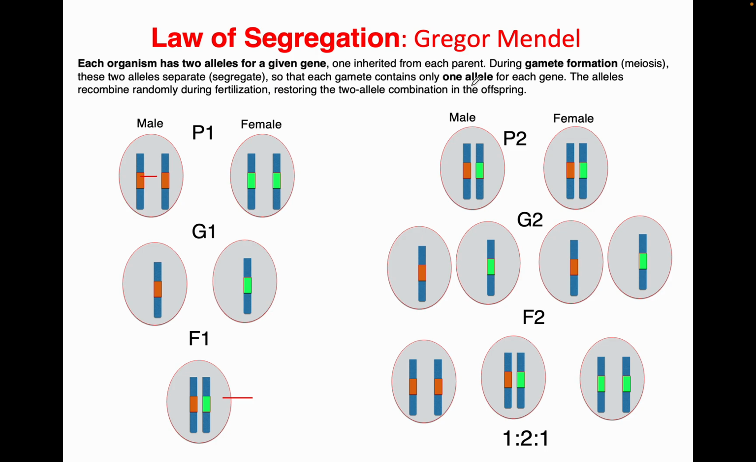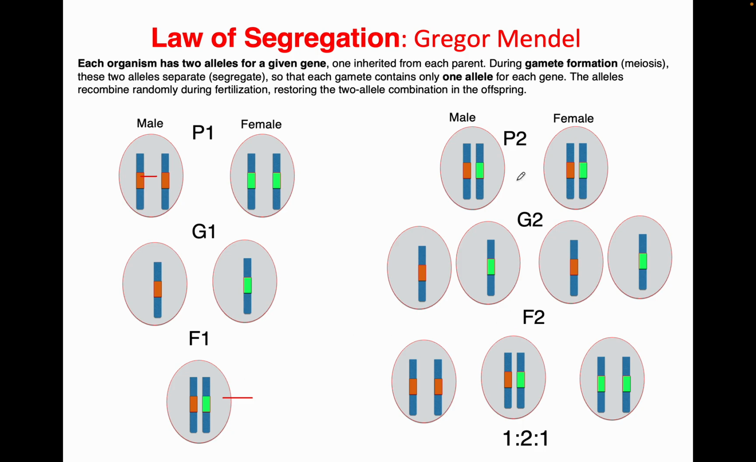And the alleles recombine randomly during fertilization, restoring the two allele combination in the offspring. So parents have two alleles for each given gene, male and female, and then during gamete formation the alleles are separated, they are segregated, and during the fertilization process they randomly recombine, restoring the two allele combination in the offspring.